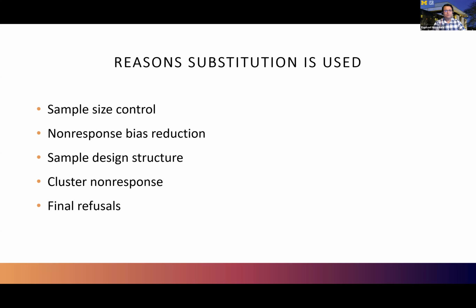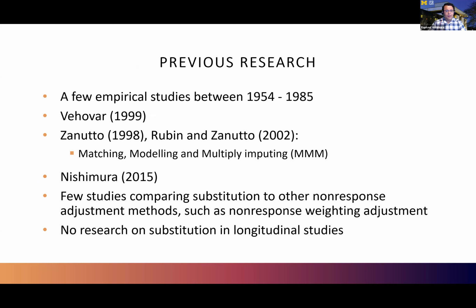to those hard refusals, right? And still tackle non-response during data collection, right? You can do that also through non-response weighting adjustment in a way, but again, you have the issue of sample size in a simple design structure.